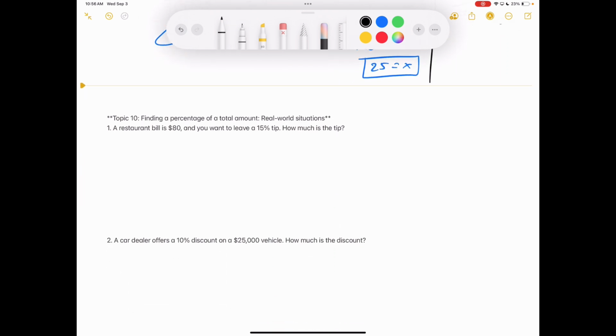All right, real world situations. A restaurant bill is $80. You want to leave a 15% tip. How much should you tip? So remember, 15% divided by 100 gives you the decimal. Remove the decimal 2 spots. So 80 times 0.15 would be $12.